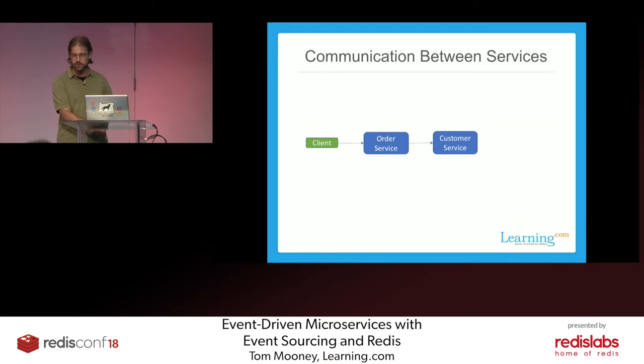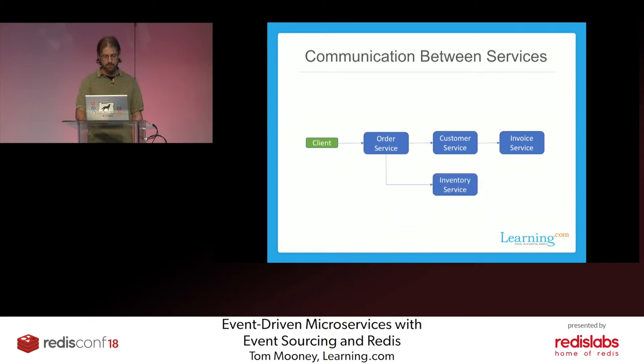One thing I should mention here is that one of the main tenets of microservices is that each microservice should have its own data store that is not directly accessed by any other service. So in this case, we need to keep each of those data stores in sync. The customer service needs to update its data store with information about an order for a particular customer. We might have an invoice service that needs to send an invoice to the customer. We might have some sort of inventory service where we need to update our inventory after an order is placed.